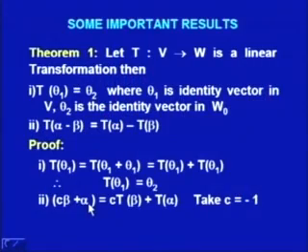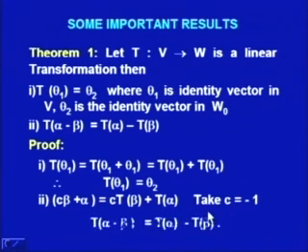To prove the second property, we consider T of C alpha plus beta is equal to C T alpha plus T beta, because T is a linear transformation. But what we can do is we can simply take C equal to minus 1, and that means T of alpha minus beta is equal to T alpha minus T beta. So, the proof of the second property is also simple.